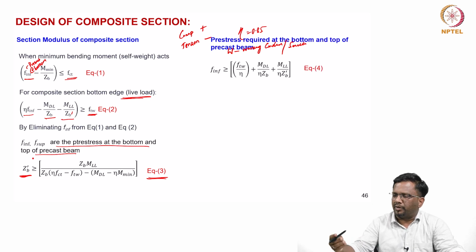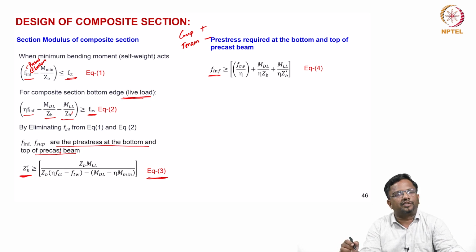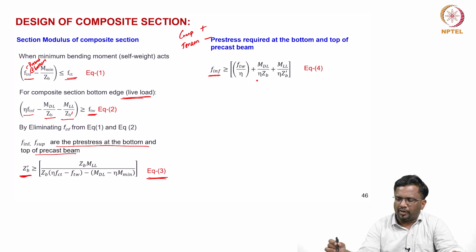Now in addition to that, the amount of pre-stress required at the bottom can also be decided to ensure that the F inferior, which is the amount of pre-stress at the bottom, has adequate compression so that for a type 1 member it will never get into tension, right? So this also we can find out using these equations.